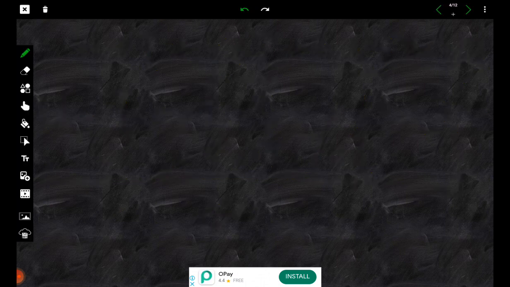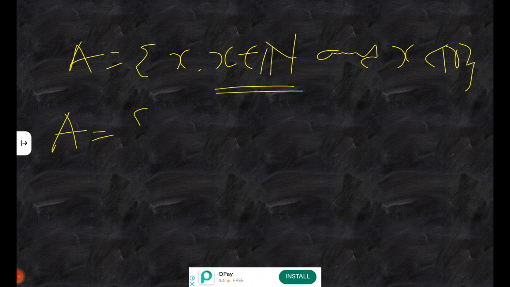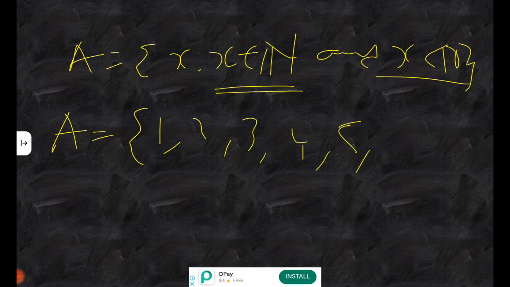So the next thing is, let's look at set A, which is defined to be x such that x is an element of a natural number, and this x is less than 10. Okay, very important. So remember what natural numbers are. We said they are a set of counting numbers. So if this is natural number, A is going to include numbers that are less than 10. So 1, 2, 3, 4, 5, 6, 7, 8, 9.